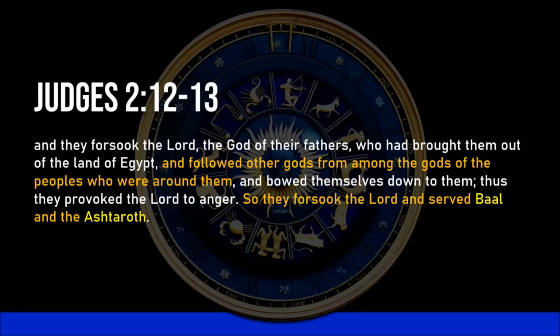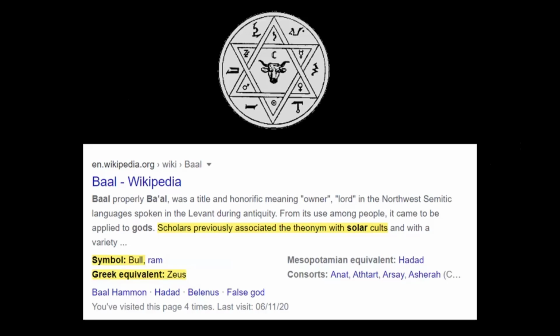So clearly in Judges, we're seeing that what later became religions of the Romans and the Greeks were obviously adopted from Asia, and this was taken by the Jews as well. It says, so they forsook the Lord, and they served Baal and Ashtaroth. Let's figure out who exactly Baal is first.